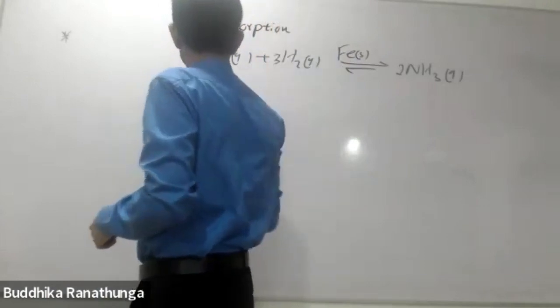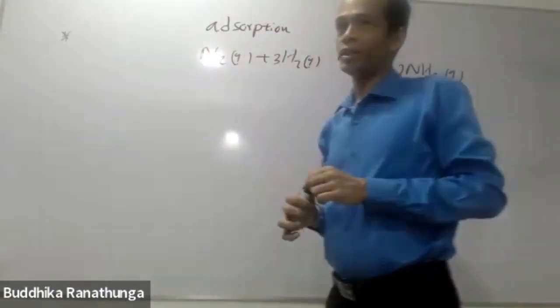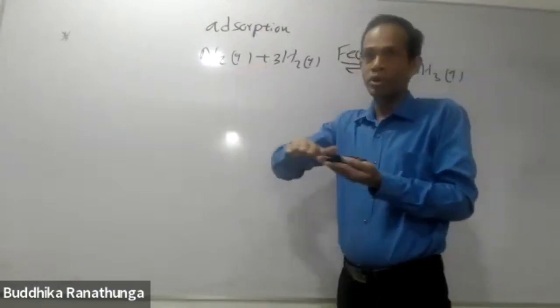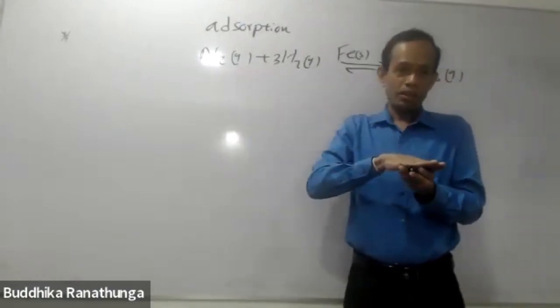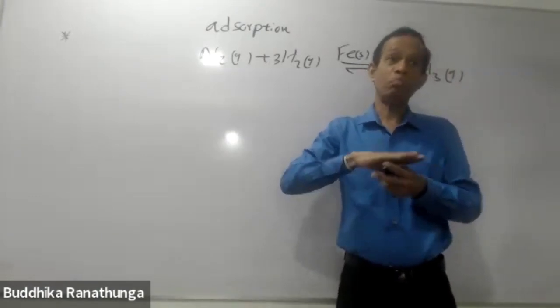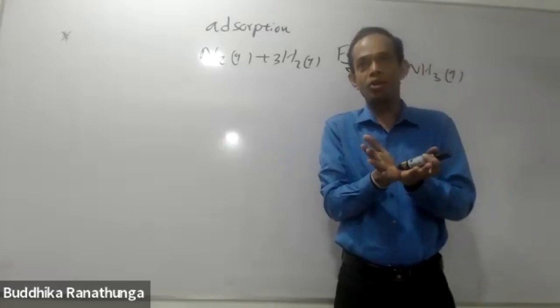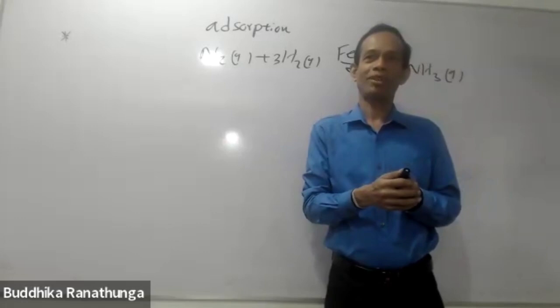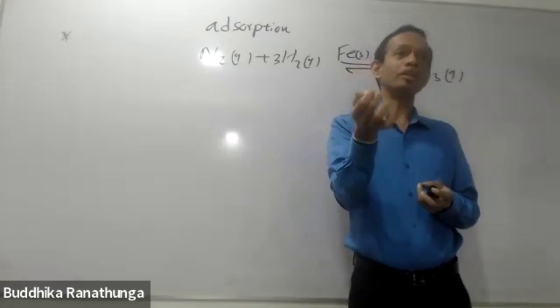Adsorption. That means these reactant particles are adsorbed onto the surface of the catalyst, right? Therefore, we have to maximize the surface area of the catalyst. How can you do it? You can use the powder.